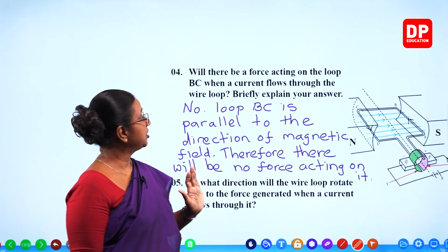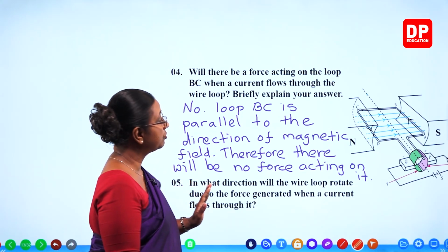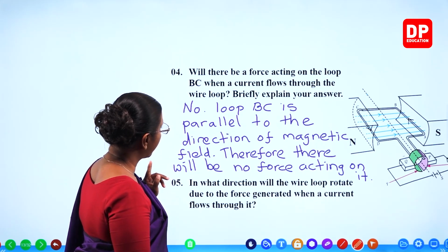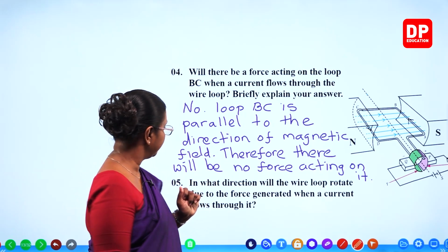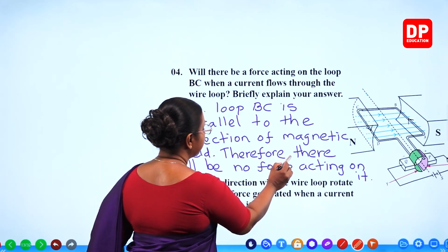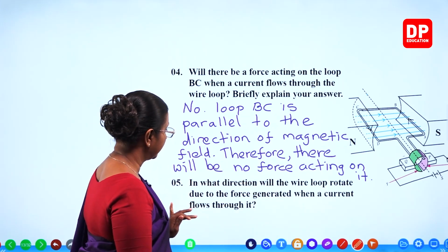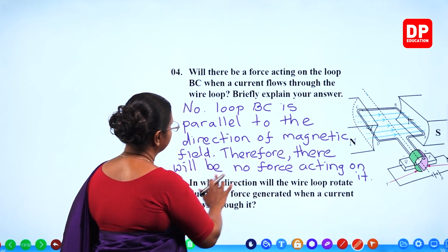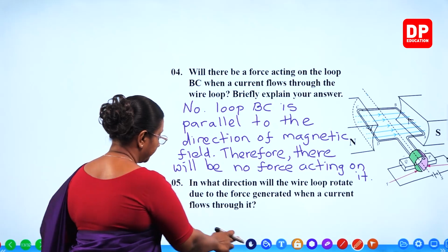So to answer the question, will there be a force acting on the loop BC when a current flows through the wire loop? No. Briefly explain your answer. Loop BC is parallel to the direction of magnetic field. Therefore, there will be no force acting on it. So that is the explanation. Even if you just say BC is parallel to the direction of the magnetic field, that is also enough. You give the explanation.